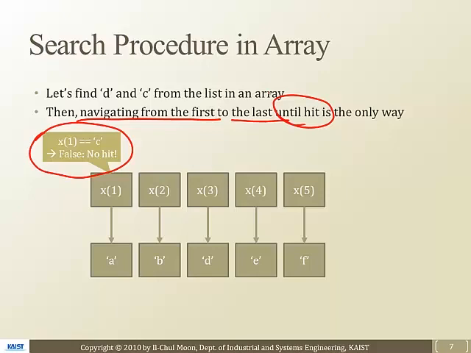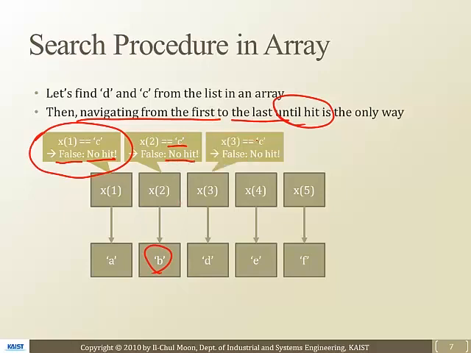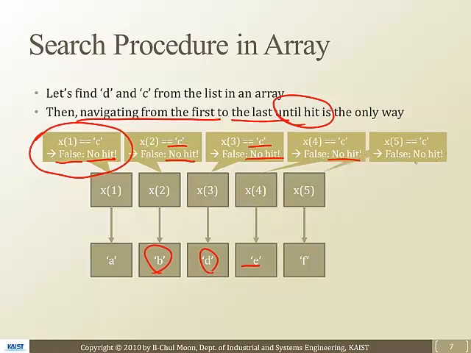So our first index, x1, contains A. It's not C, so it's false. It's no hit. Next, it's B, no hit. Next, it contains D, no hit. And then it contains E, no hit. And then finally, F, no hit.